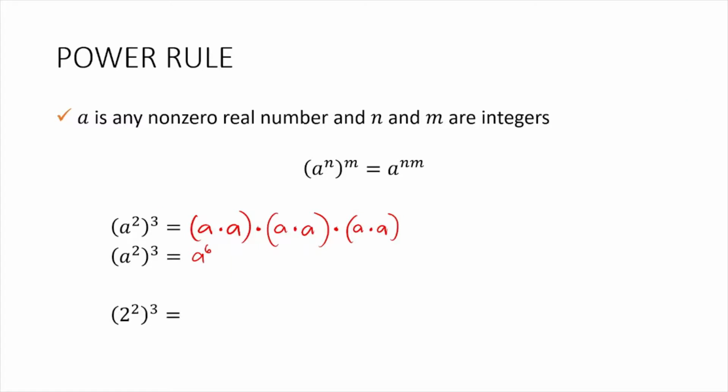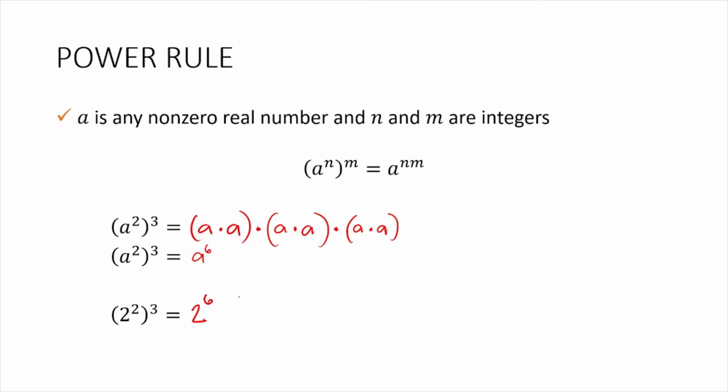So for example, 2 squared, or quantity 2 squared raised to the power of 3. Again, it means we have 3 factors of 2 squared. Okay, so we say 2 times 2 times 2 times 2 times 2 times 2, right? And it means 2 raised to the power of 6, right?